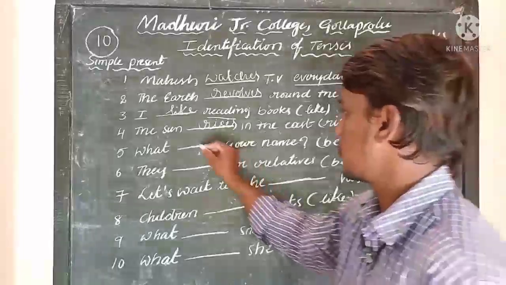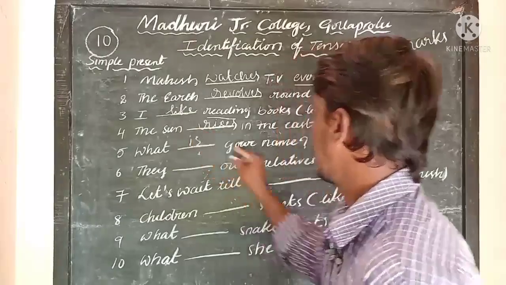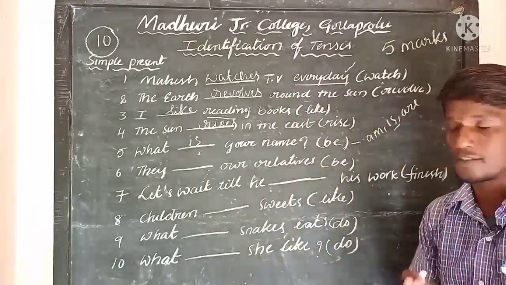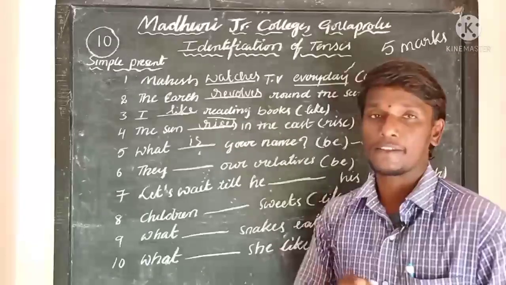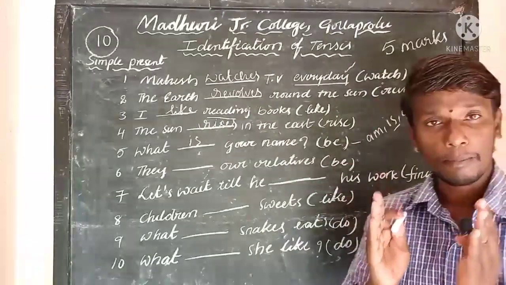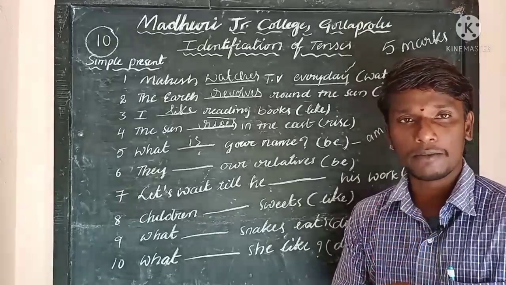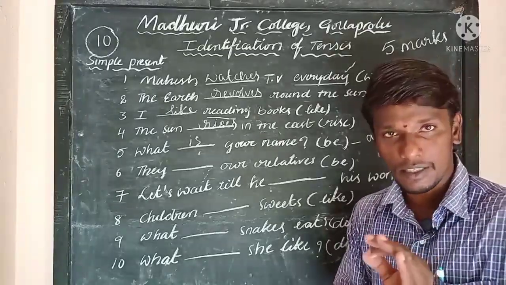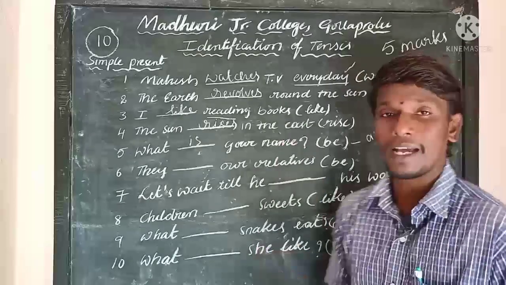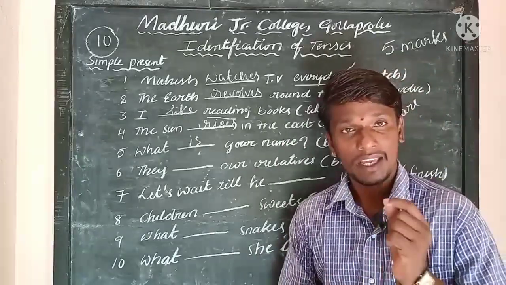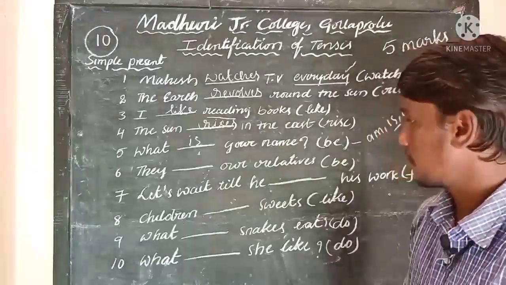Is is the be form. So here, what is your name? Your name is singular, so you should write is. Be forms: if it is present, am, is, are. If it is a past be form, was and were. This is very, very important, and you can be asked this type of question in the intermediate public examinations.